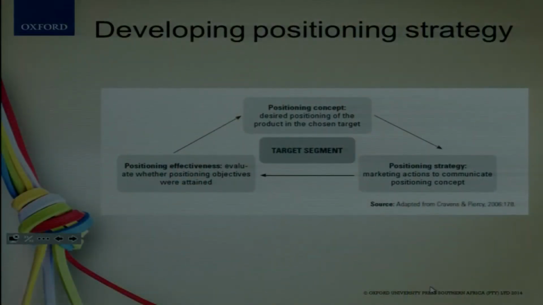You position yourself looking at effectiveness. Evaluate whether the positioning objectives were attained or not. And then you look at the marketing actions to communicate the positioning concepts. What actions are you going to implement for you to be able to communicate those positioning concepts? So it's very important to position yourself. And before you can position yourself, you need to evaluate your company from within, and you need to evaluate your competitors.